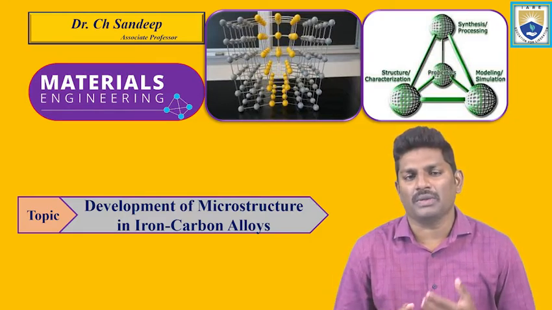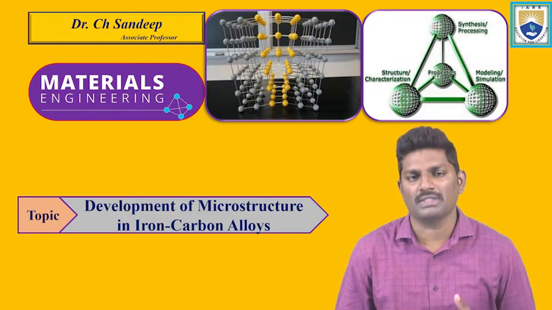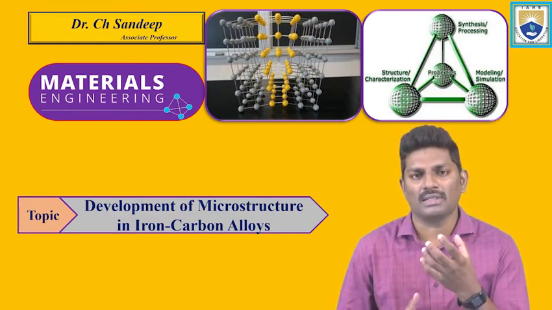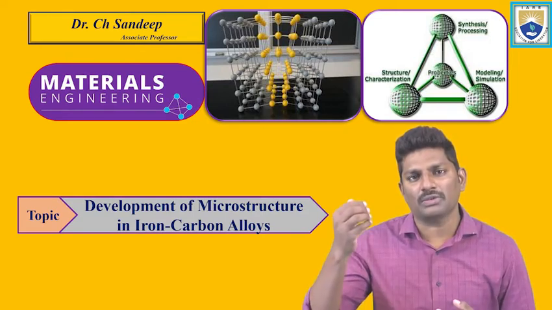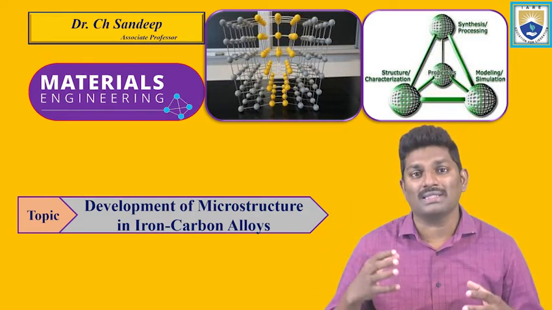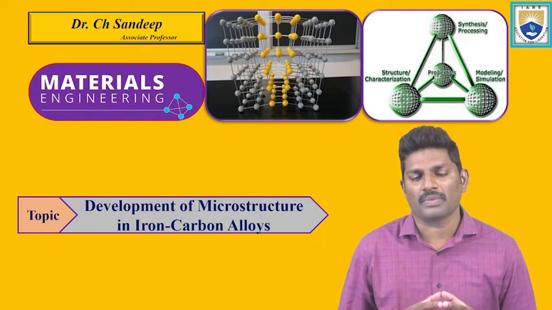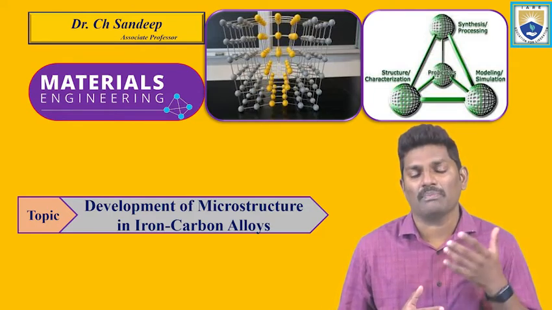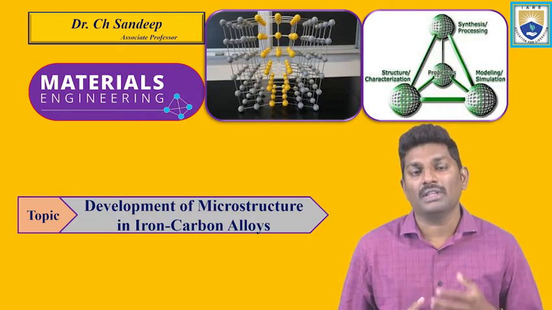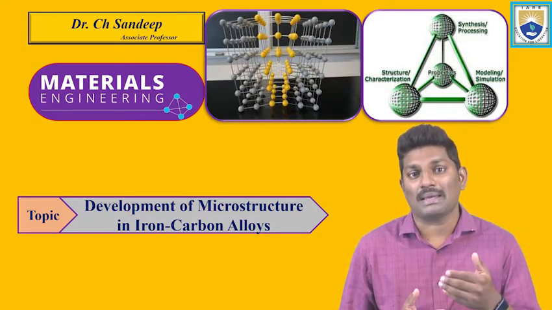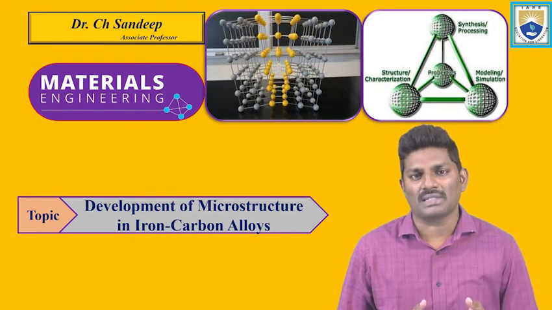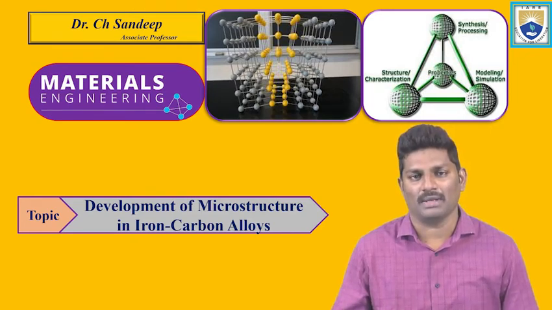That means during the cooling process. Once you heat the metal, after cooling, what happens? Slowly it solidifies. During the solidification process, what are the changes in the microstructure of the iron carbide diagram? We will see that. That is called the development, how it develops during the cooling process. So we'll see step by step what the microstructure developments are in the iron carbide diagram.